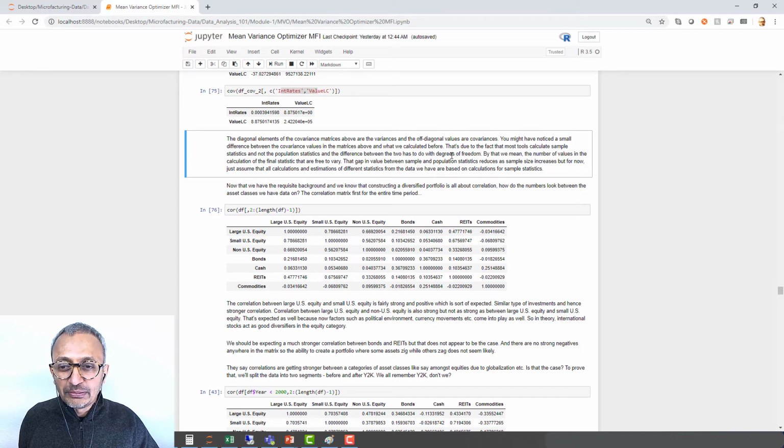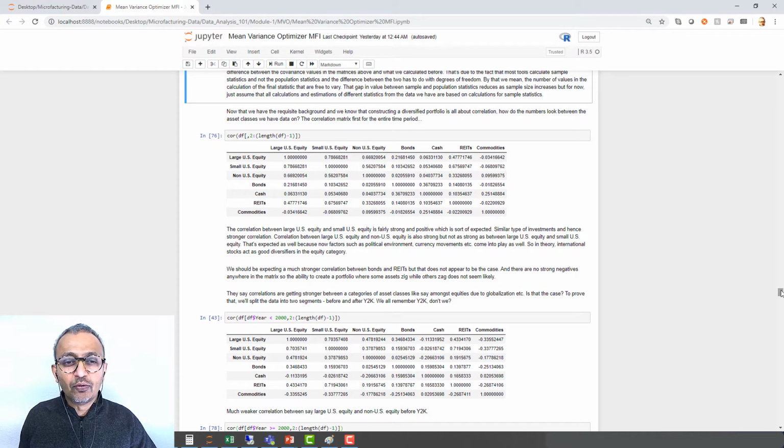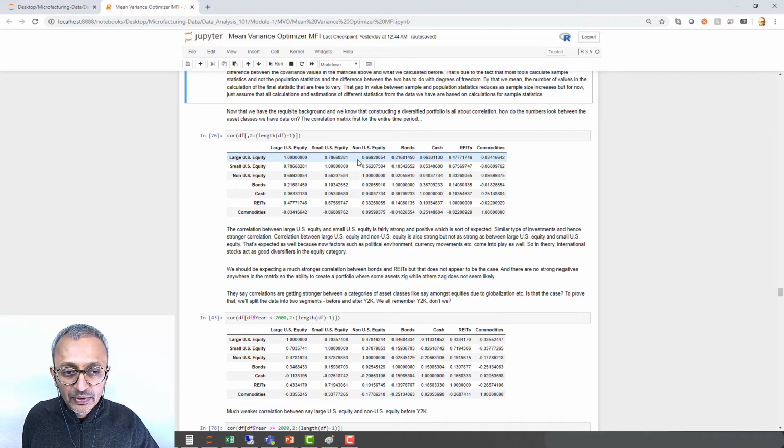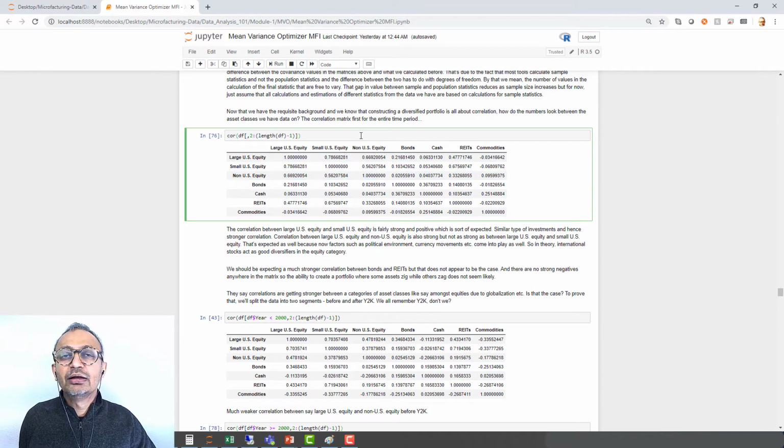Okay, so now that we have the requisite background of what correlation, covariance, and all those terms are, let's go back to our asset class return data. We still want to go back to that, and let's look at the correlation matrix for that entire time frame. I think we started off with 1970 to 2018, right? So we have asset class returns data, and we know what asset classes are. When you look at the diagonal elements in a correlation matrix, they are always going to be 1.